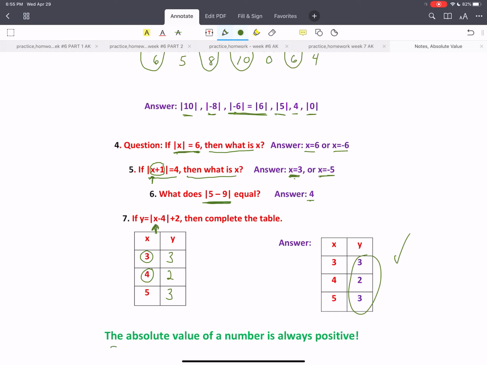So the absolute value of a number is always positive, and absolute value means distance from 0.